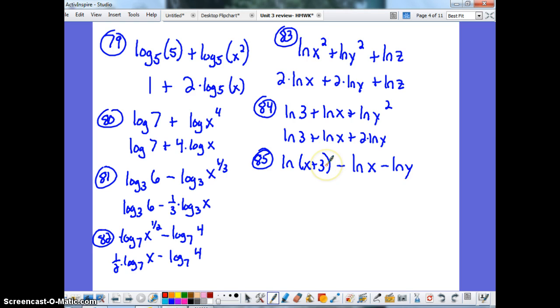And then finally, 85, you have two items on the bottom, the x and the y. That's why they both have their own ln with a minus sign in front of it. And then the x plus 3 is just in front.